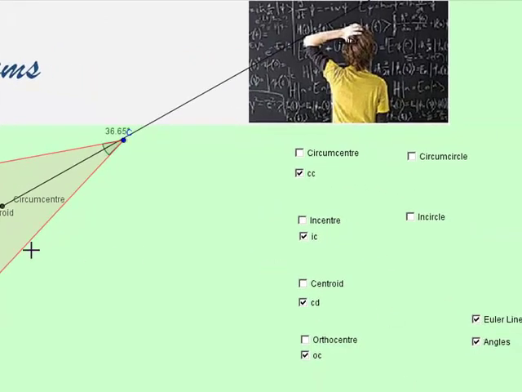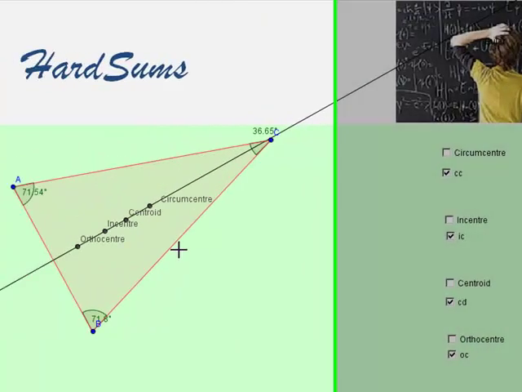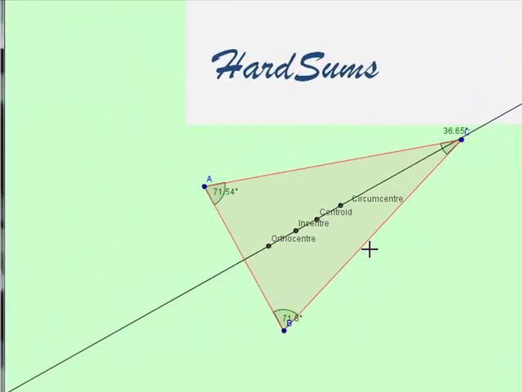This will always happen when you've got an isosceles triangle. So the four centres are collinear. The word is collinear. Four centres are collinear when the triangle is isosceles.